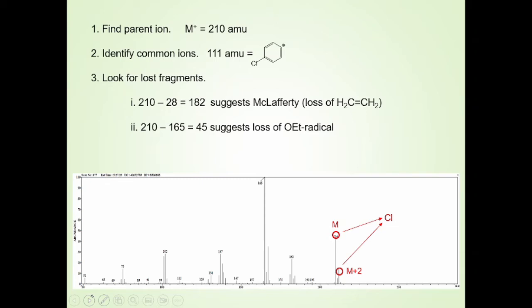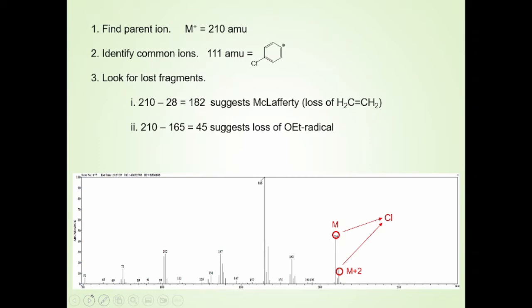It's lost chlorine. And given that it's not just 35 less, sometimes you'll actually see that. You'll see 210 and then 35 less than that, which would be 165, I think. Yeah, 165, you would have another peak. Oh, actually, this could be, yeah.